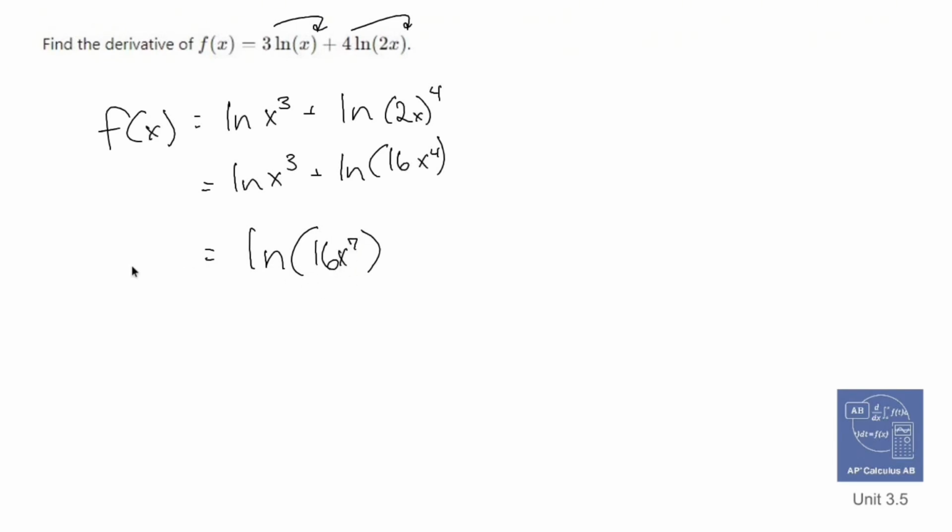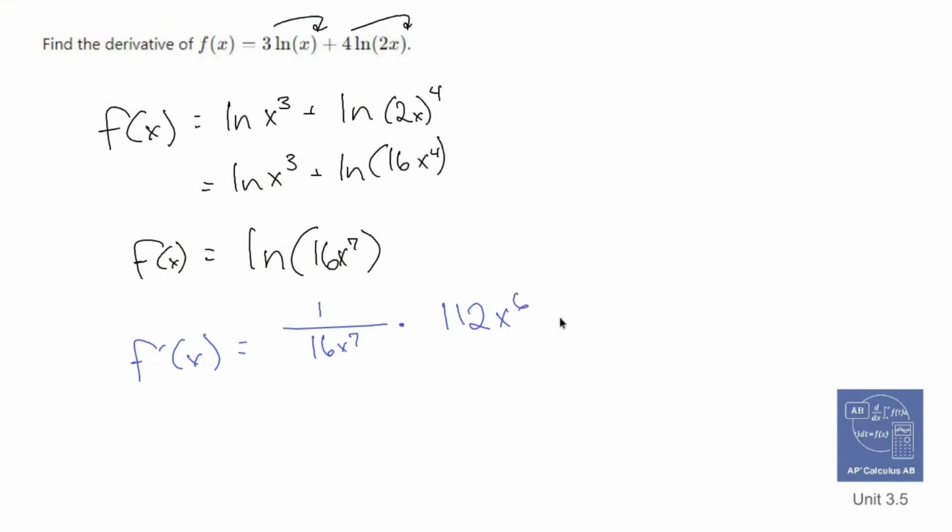Okay? So if that's f of x, then f prime of x is going to involve the chain rule. F prime of x is going to equal 1 over, keep the inside stuff, 16x to the seventh, but multiply everything by the derivative of the inside stuff. So 7 times 16 is 112 x to the sixth.